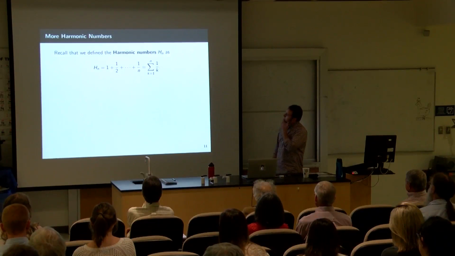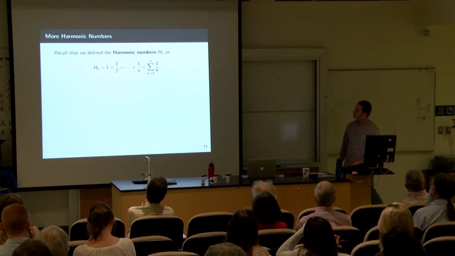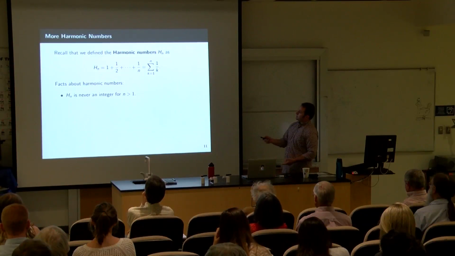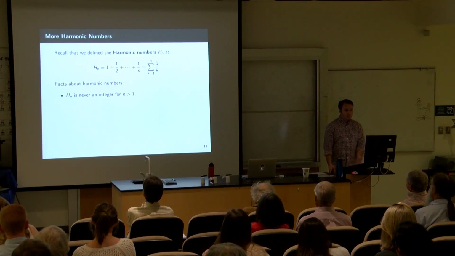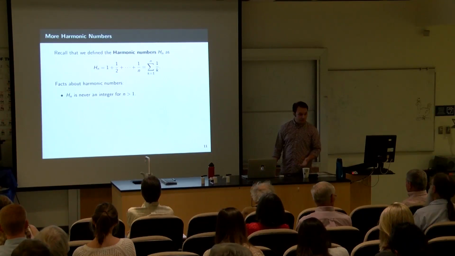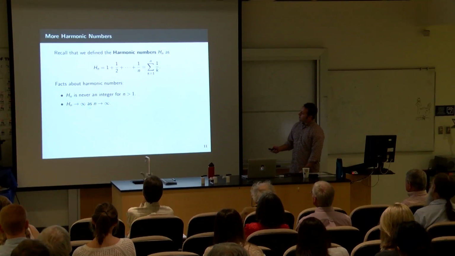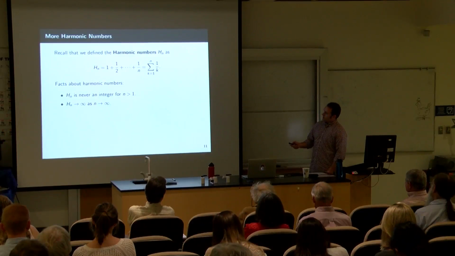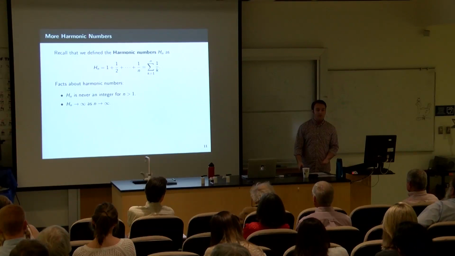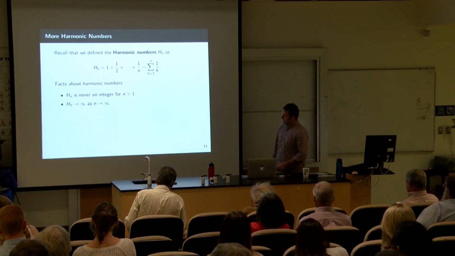All right, so let's go back to harmonic numbers. We defined harmonic numbers earlier. They're these partial sums of a harmonic series. So here are some facts. These numbers, H_n, are never integers, except for the dumb case when it's just 1. But for n bigger than 1, they're never integers. You can prove that. H_n goes to infinity as n goes to infinity. So the terms of this sequence diverge, they go to infinity. And you know that, right? Because you've had calculus, and you know that the harmonic series diverges. This is just the same statement.